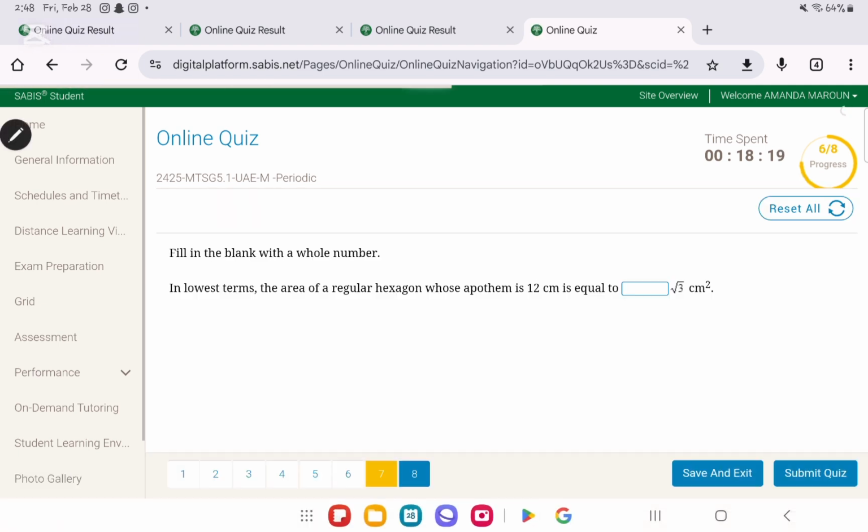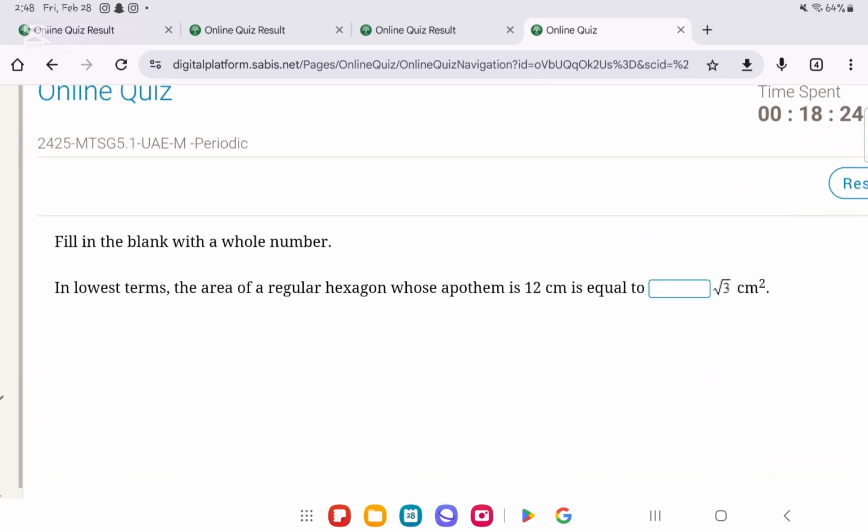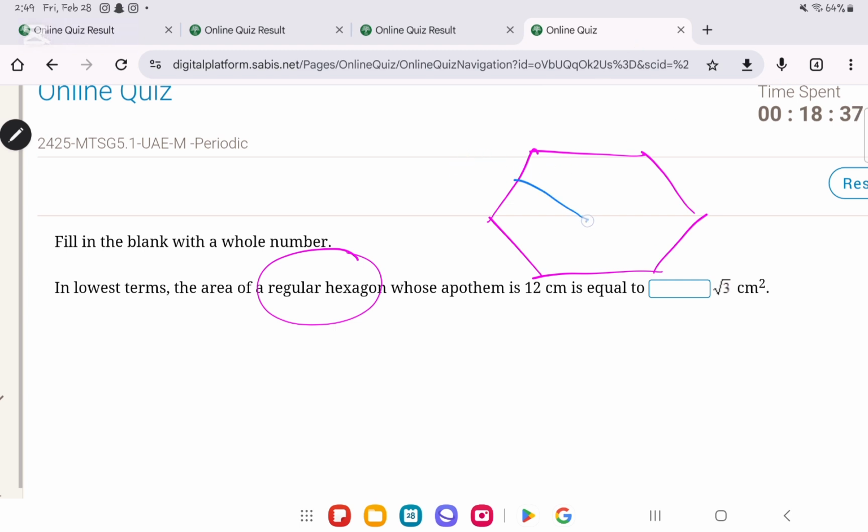We move on to question number 7. Again, in lowest terms, the area of a regular hexagon whose apothem is 12 centimeters. A regular hexagon, let us draw it again. It looks something like this. So 12 is the apothem. Remember, the apothem looks something like this. So it is forming an equilateral triangle. Always a regular hexagon forms an equilateral triangle.